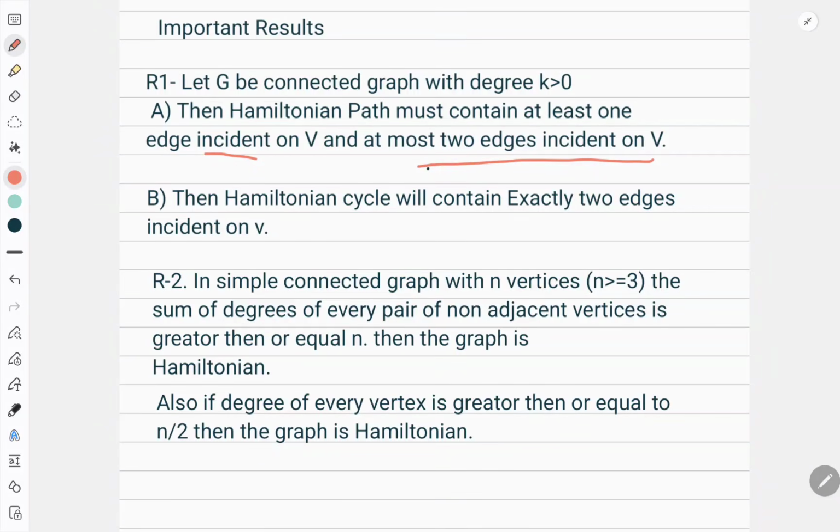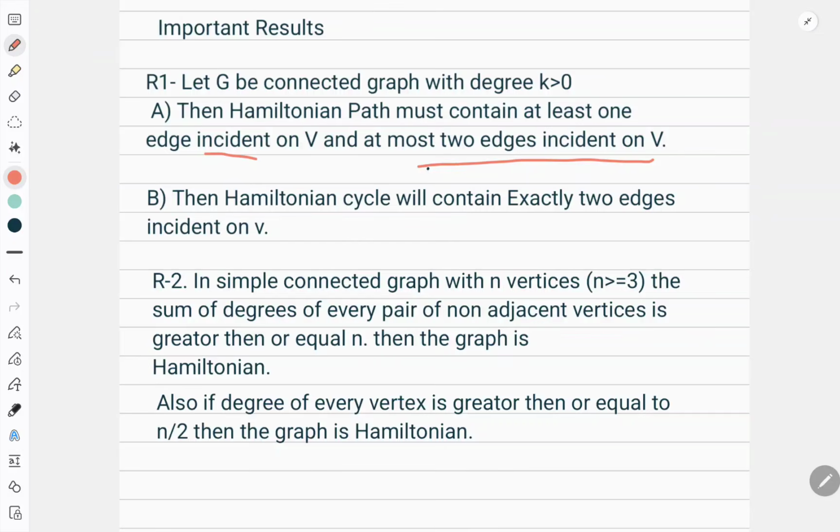Means if I am talking about a connected graph, we are very clear about the connected graph where degree is greater than 0, we are clear about degree. Then if there is a Hamiltonian path, it must contain at least one edge incident on V and at most two, means maximum two should be there, not more than that. Now look at this one. This I will be using in the question. I will show you.